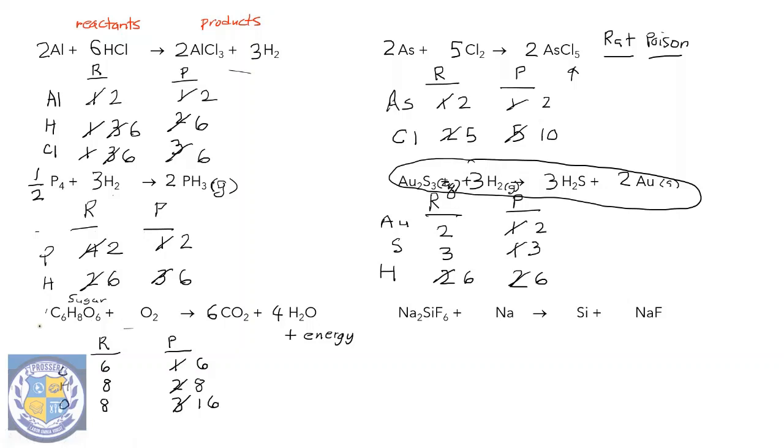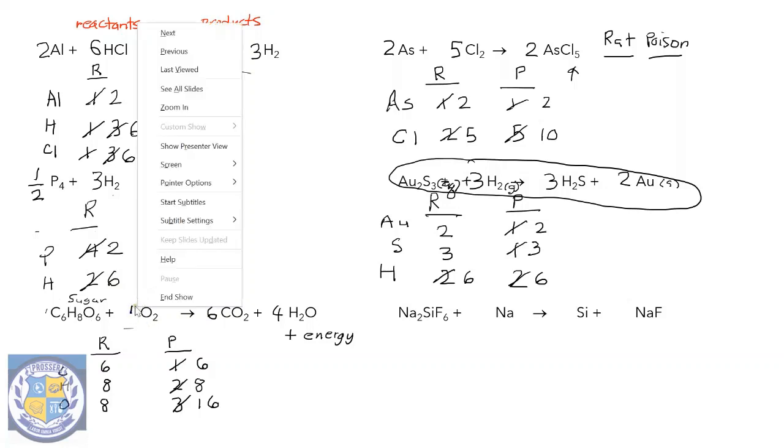Well, that's not right. So we have the 6 from the sugar. We have the 2 from the oxygen. So we already have 6. So really, we only need 10 more. 6 plus what equals 16? 10. So 2 times what equals 10? I'm going to put a 5 here.